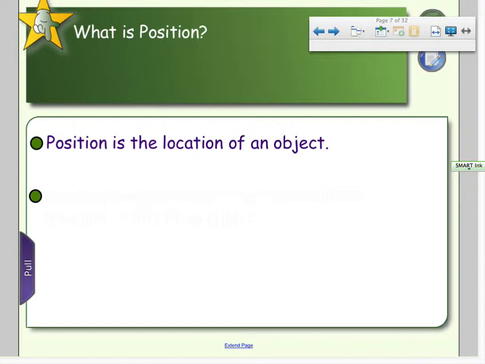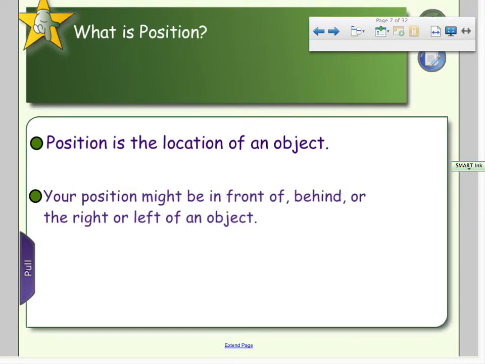Let's not talk about science. Someone comes to your house. Where's your mom? Upstairs. So you use words like up or down. Right in the middle, all of those things. Those are words that we use to describe location.